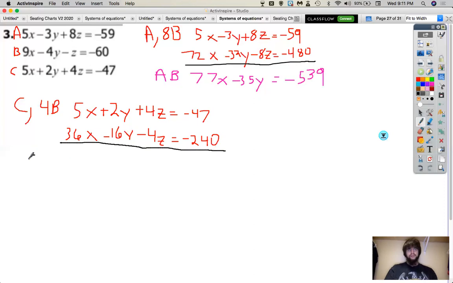Again, I'm going to call this CB. Just drop off the 4. Could call it BC. Call it Bob. I really don't care. Just label it something. And I'll put it in blue. 41x, negative 14y. These are gone. Negative 287.